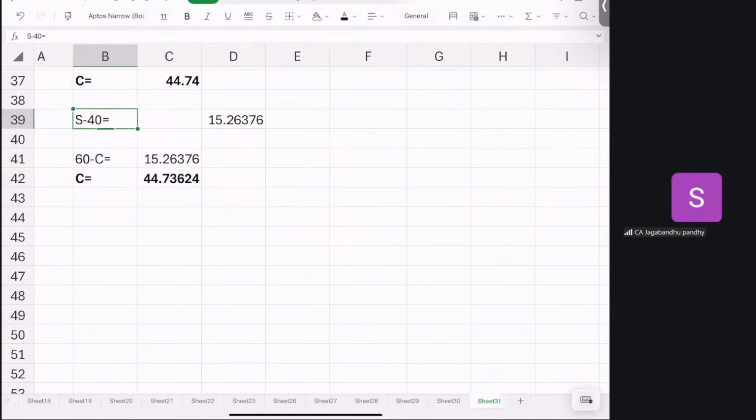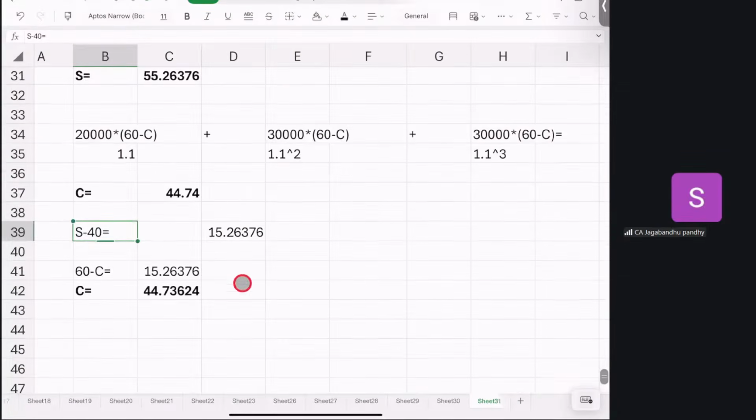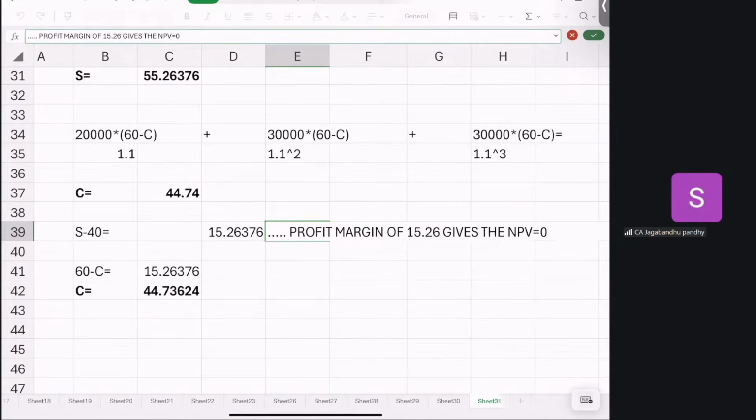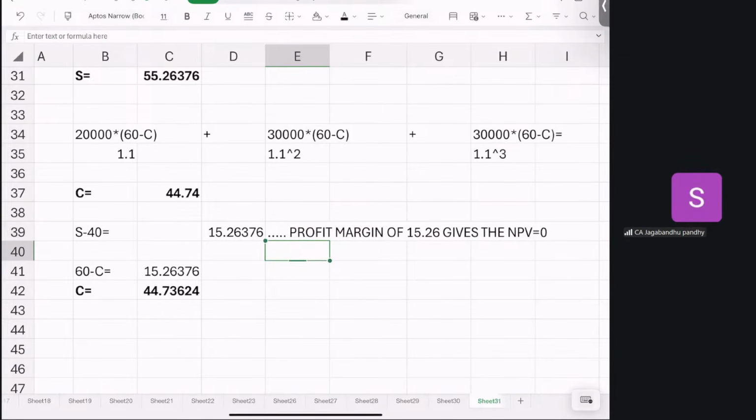Since the sale price minus 40 was supposed to have a profit margin of this 15.26, when the profit margin is 15.26, then you have the NPV as 0. Right, so a profit margin of 15.26 gives our NPV of the project as 0. The profit margin is 15.26. It gives the NPV as 0.